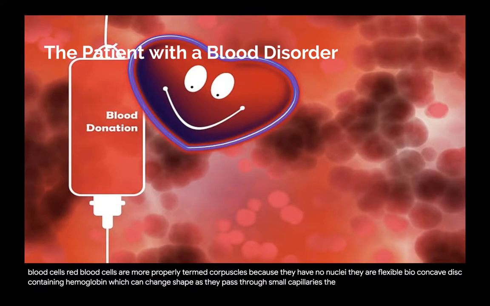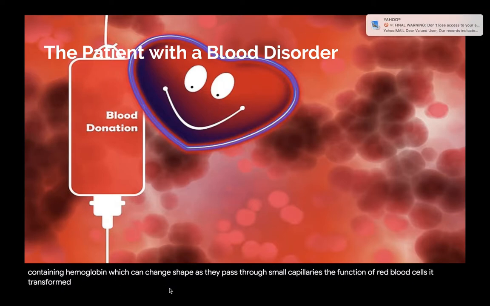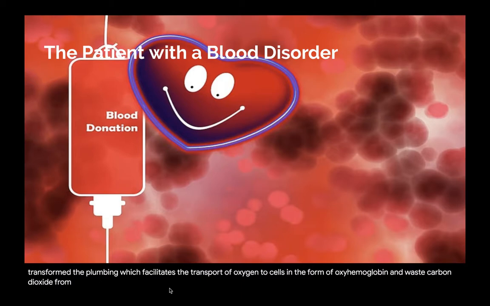The function of red blood cells. They transport hemoglobin, which facilitates the transport of oxygen to cells in the form of oxyhemoglobin and waste carbon dioxide from the cells in the form of carbaminohemoglobin. Carbaminohemoglobin. That's difficult to say.